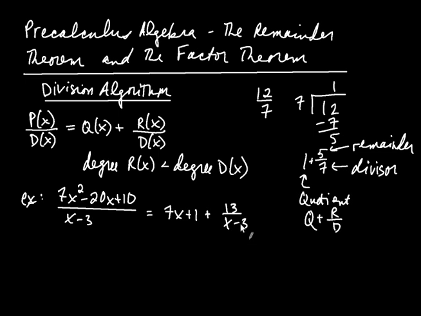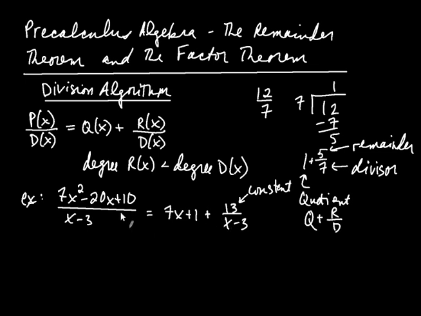Now note that the divisor is of degree 1, and the remainder is of degree less than the divisor, so this is of degree 0, and therefore it's constant. So what that means is that whenever you divide by a linear polynomial, you're always going to have a constant remainder. So keep that in mind.